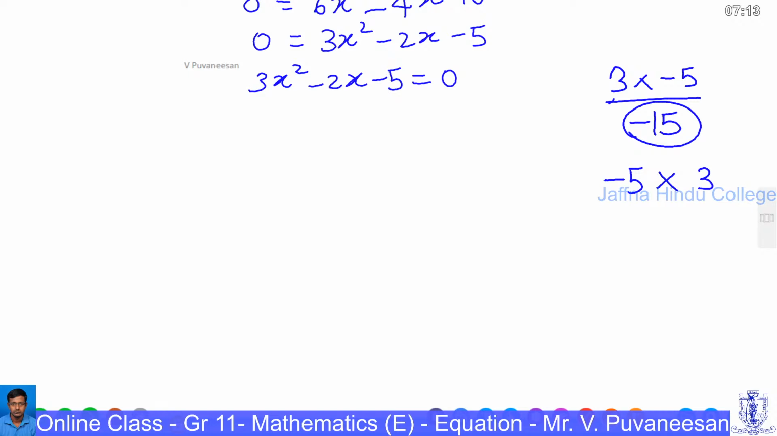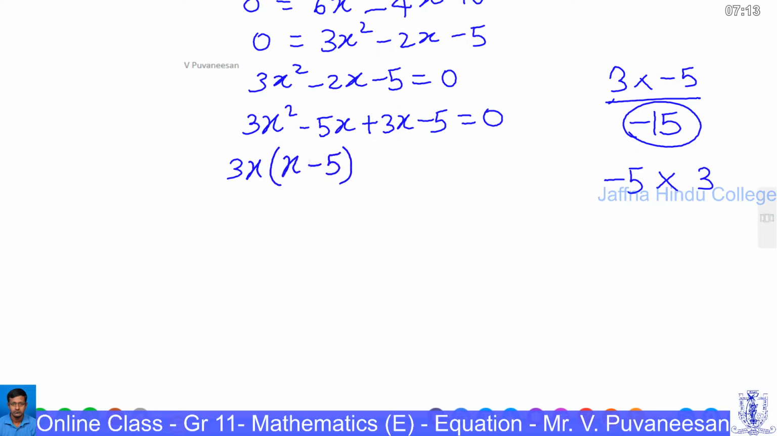Minus 5 into 3 is suitable for this equation. So we put 3x² minus 5x plus 3x minus 5 equals 0. You already know this step. Now we take 3x out from the first two terms. If we take 3x out, we get x minus 5.